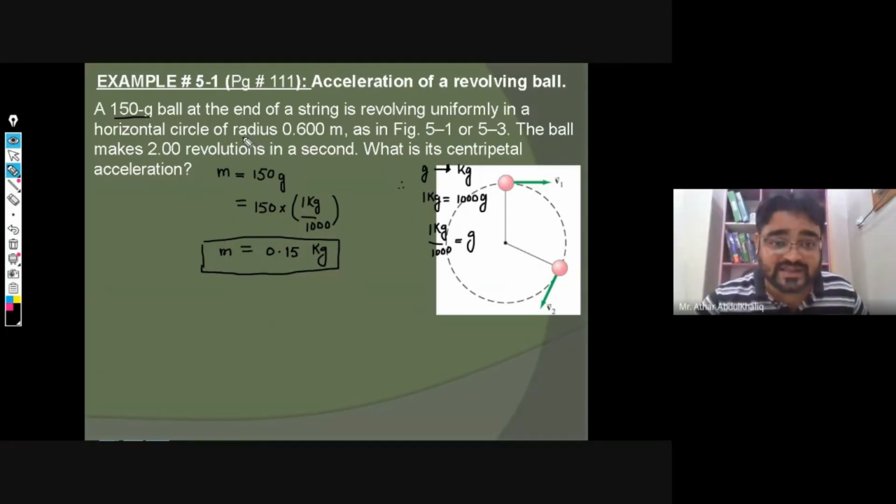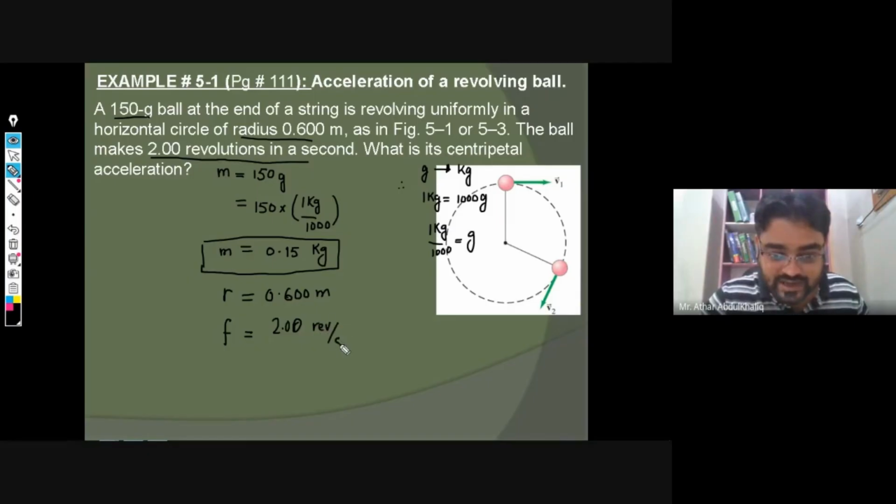0.15 kg, kilogram. The other thing is the radius. I will write radius by r, 0.600 meter. I don't need to convert because it's already meter. Frequency is 2.00 revolutions per second. Now I will repeat one thing: whenever it's in seconds, it's time. Whenever it's revolutions per second or hertz, it's frequency. Next time, whenever you find the unit revolutions per second, you will say it's frequency.